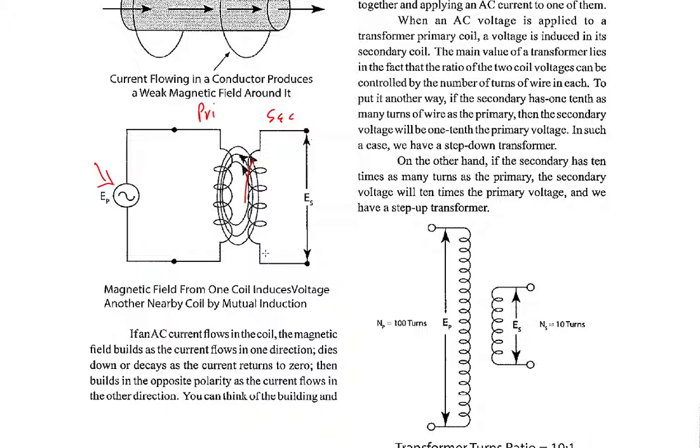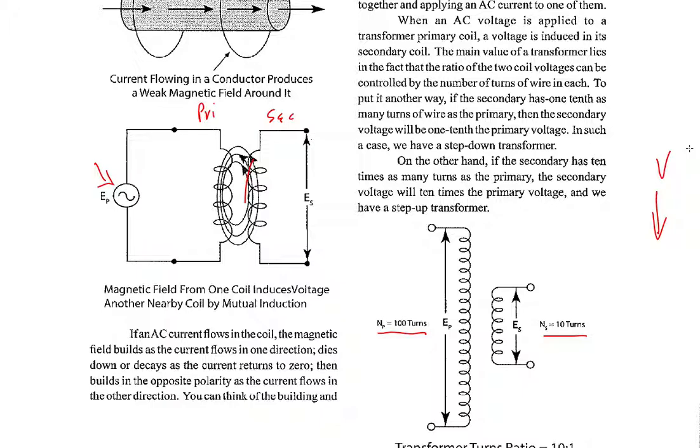So that's really what mutual induction means: the magnetic field from one coil induces voltage in another coil. Question 1 also asks you about the turns ratio. In a transformer, the voltage transformation really is dependent on the turns ratio. In this particular example, we've got 100 turns in the primary of this transformer and 10 turns in the secondary. That means this transformer is going to step the voltage down.